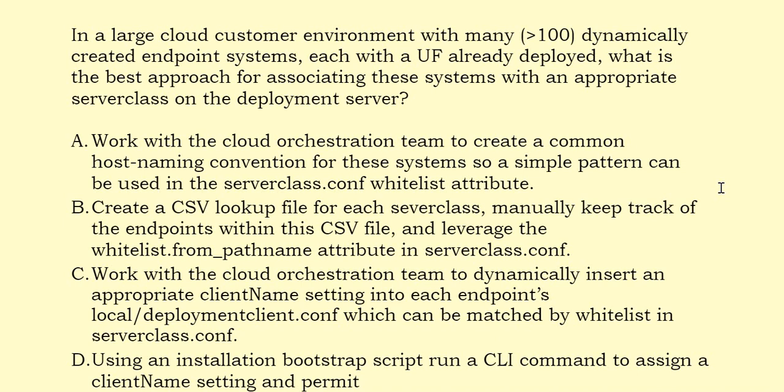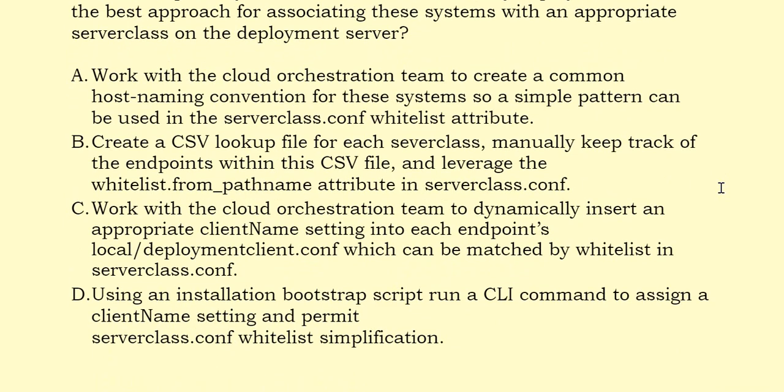Option C. Work with the cloud orchestration team to dynamically insert an appropriate clientName setting into each endpoint's local deploymentclient.conf, which can be matched by the whitelist in serverclass.conf. Option D. Using an installation bootstrap script, run a CLI command to assign a clientName setting and permit serverclass.conf whitelist simplification.